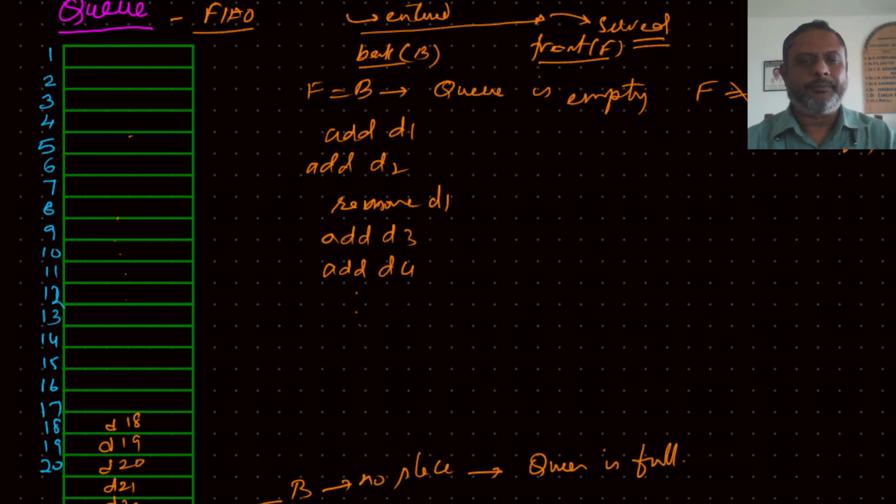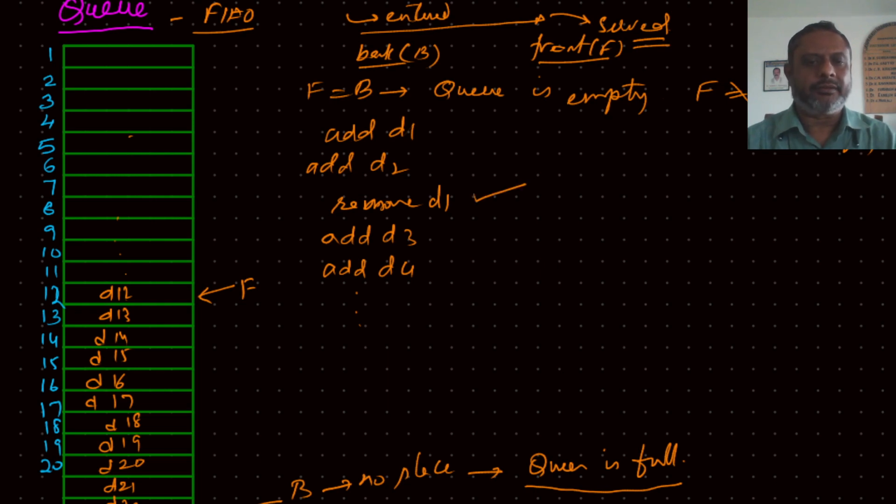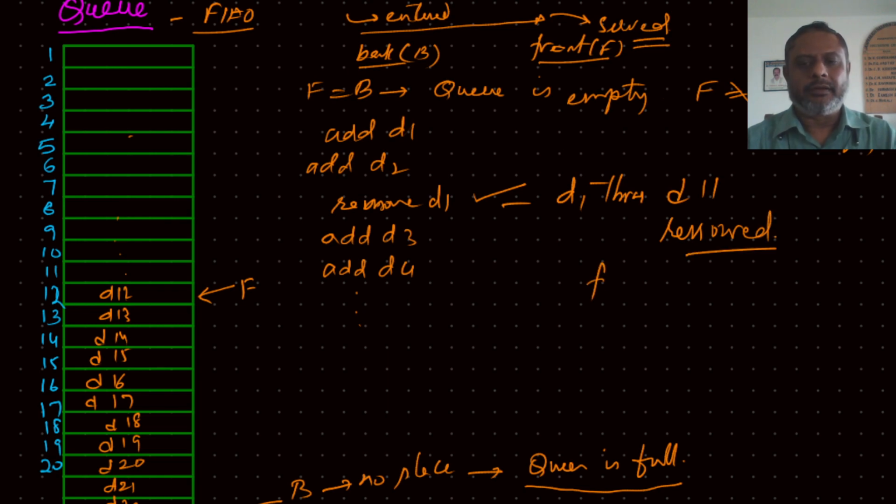Is the queue really full? The front end was here. That means the 12th data, 13th data, 14th data, 15th data, 16th data, 17th data are there. And because B has reached the end of the queue, it says that the queue is full. But if you look here, there are so many free places, because we have removed D1, D2, D3, D4, D5, D6, D7, D8, D9, D10, D11. So D1 through D11 were removed, and these are free space.